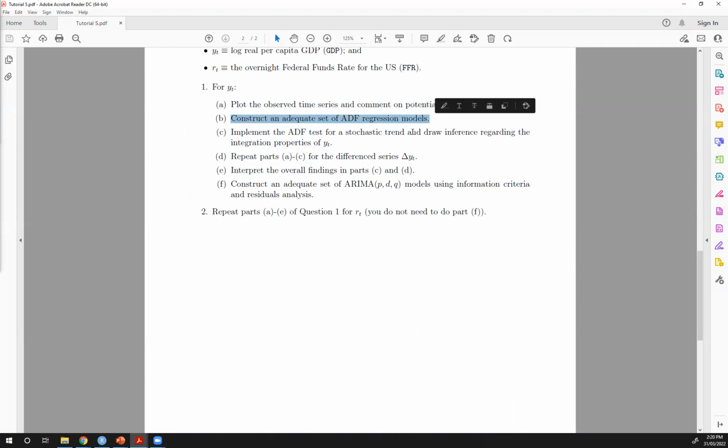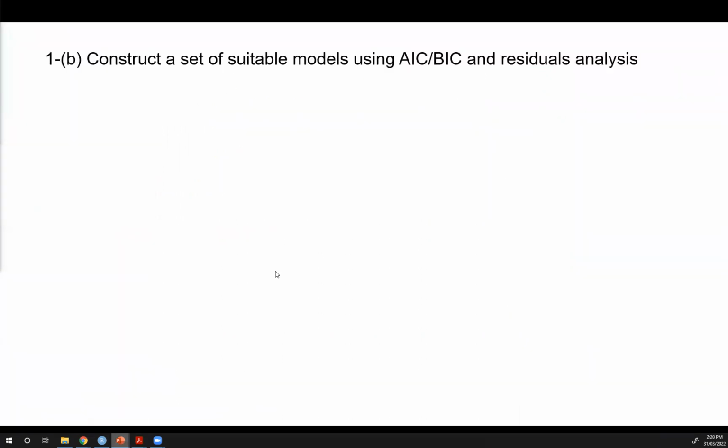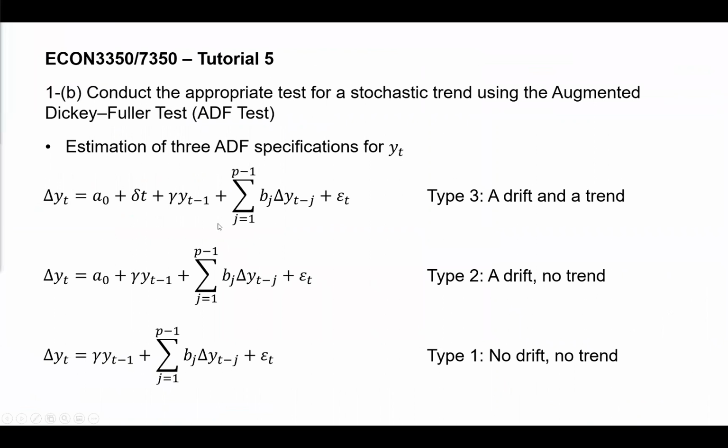Now, let's construct an adequate set of the ADF model. So remember, by adequate set, what we mean is different combinations of these possible equations. So specifications that have or don't have a drift term, specifications that have a trend term, and specifications that don't, and different combinations of lags, right? Usually we work with lags, and 0 is possible as long as we have this term, it's fine. So lags from 0 to 5, 0 to 10, something like that.